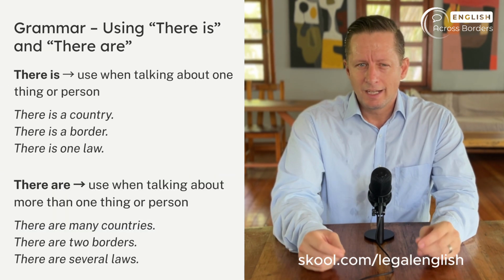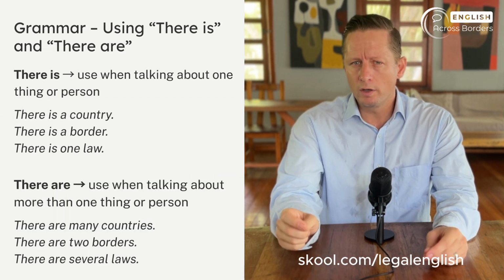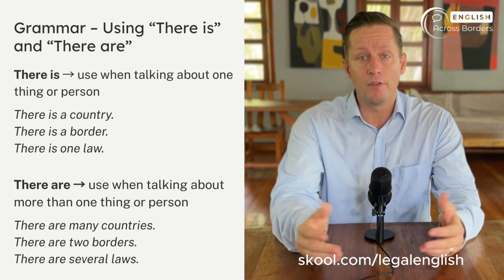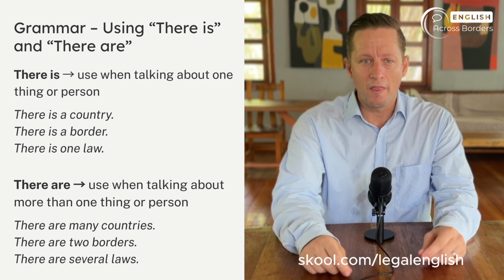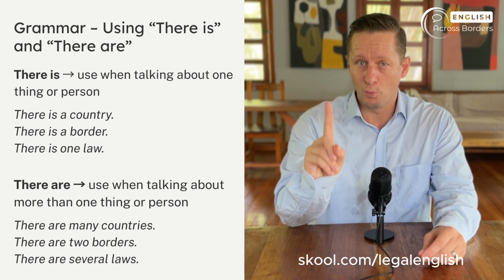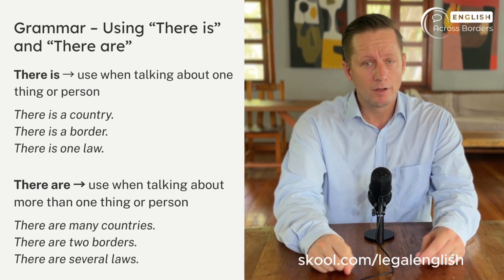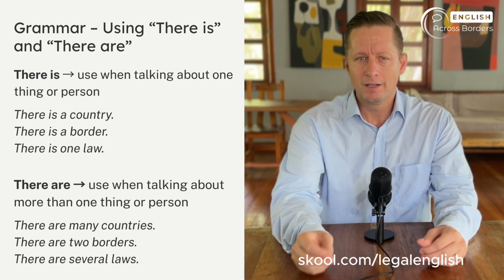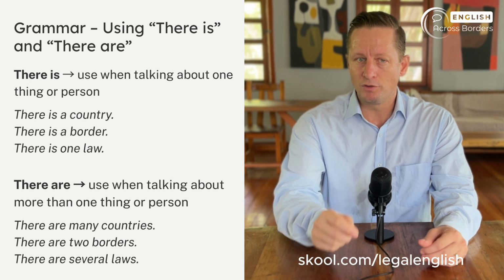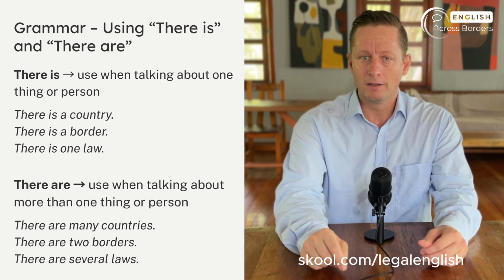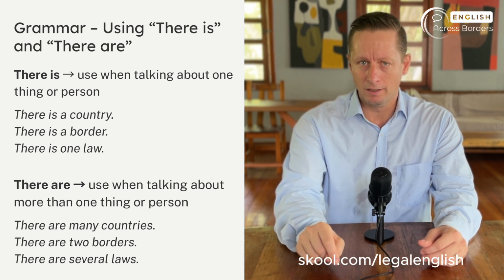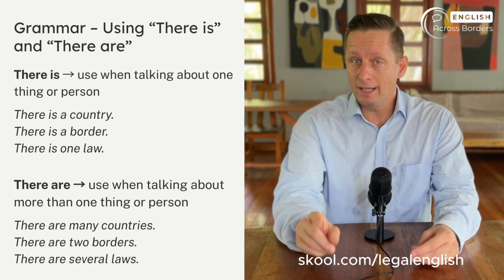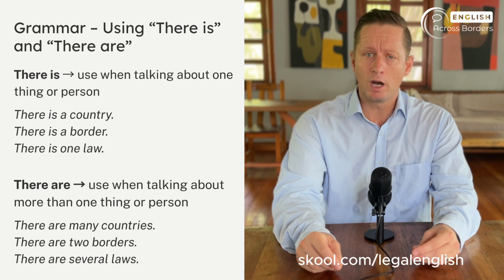In today's class, we are going to learn two very important phrases: there is and there are. We use there is when we talk about one thing or person. For example, there is a country called Costa Rica. Imagine you see a map and you point to one country. You say, there is Costa Rica. There is Panama. You can also say, there is a border between two countries.